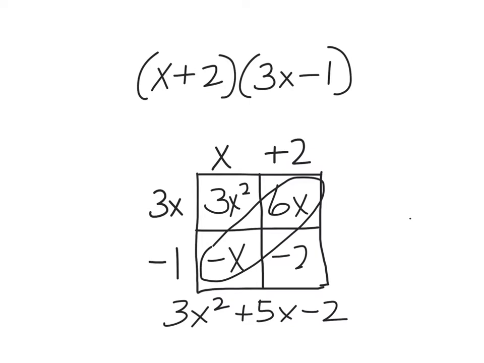I want you to notice something here. This last box right here where the negative 2 is, notice that it's a negative because you have a negative and a positive multiplying. If the 1 and the 2 are both negative, that would be a positive 2. Or if the 1 and the 2 are both positive, it'd be positive 2. So it's important to know that as we go on to the next spot.